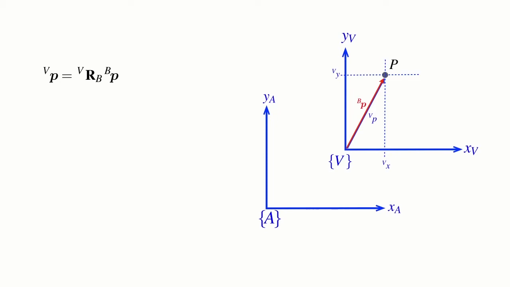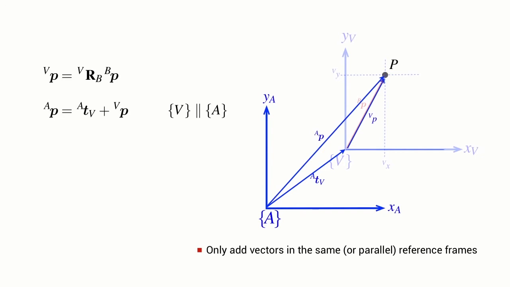Now let's describe the origin of coordinate frame V with respect to coordinate frame A. And we do that with a vector. That's a vector from A to V. Now we're allowed to add vectors, so we can add this vector ATV to the vector VP to obtain the vector that describes the point P with respect to coordinate frame A. We can do that because these two vectors are described with respect to coordinate frames whose axes are parallel to one another. I can substitute one equation into the other and write this. And again, because these two coordinate frames are parallel, I can write this.